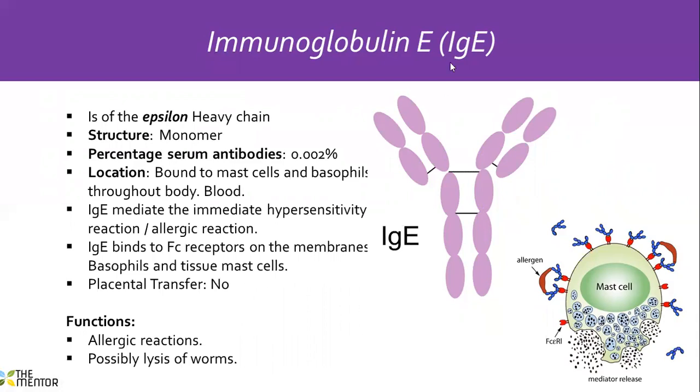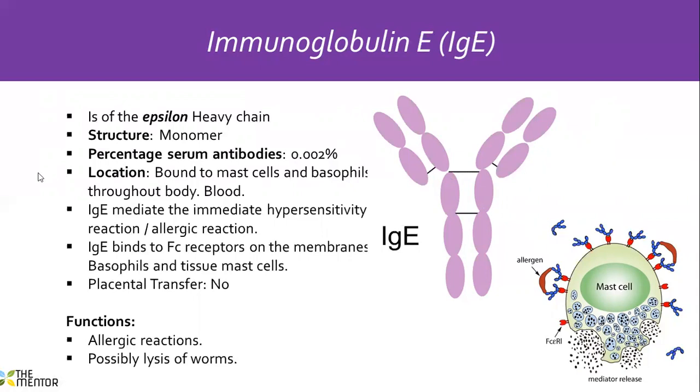Finally, we have immunoglobulin E, and it's of the epsilon heavy chain. As you can see, it has a longer Fc region. The structure is a simple monomer again, like IgD. The percentage serum antibody level is minute, 0.002%. Location: it is bound to mast cells and basophils throughout the body and also the blood. For that reason, it's also important for allergic responses.